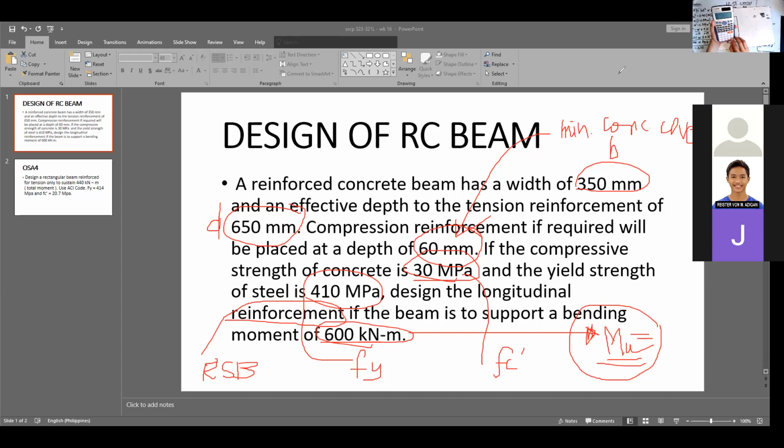So 28 times 5 is 140. So 350 minus 140, 200 minus 80. So may 130 divided by 4. May 32 mm pa naman pala. So pwede pa yon, kasya pa kasi 25 mm naman yung pinakamalaking size ng gravel. So this is 5 pieces.